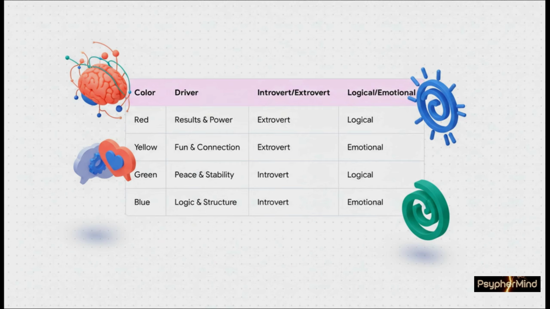Or are they more of an introvert, someone who needs that alone time to recharge? Just answering that one question cuts your options in half. So, say you've pegged them as an extrovert. Boom. They're either a red or a yellow.